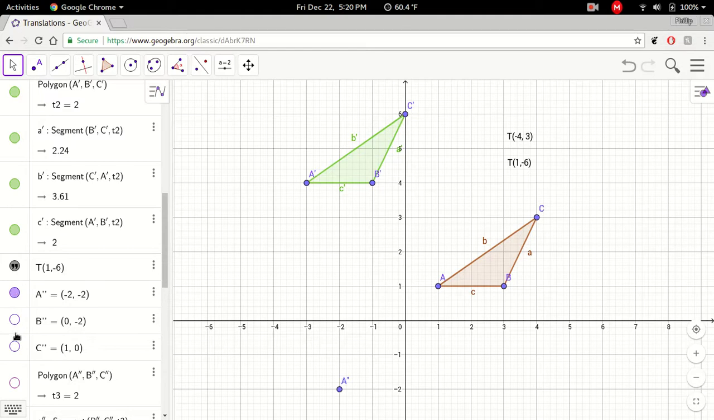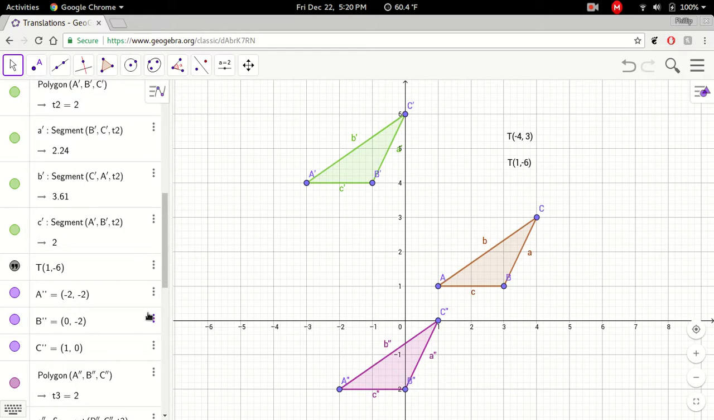We get A double prime, which will be down here, B double prime, and C double prime. And we can connect those dots as well, and we get this purple triangle down here. So our first move is we took the red triangle, we slid it up to the green triangle, and then we took this triangle, and from this position, we slid it down to the purple triangle.